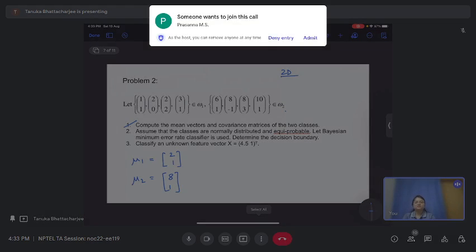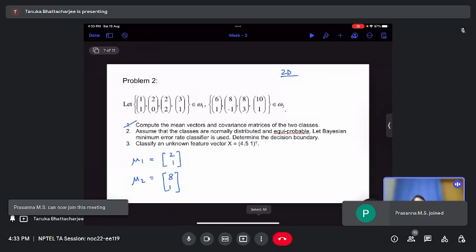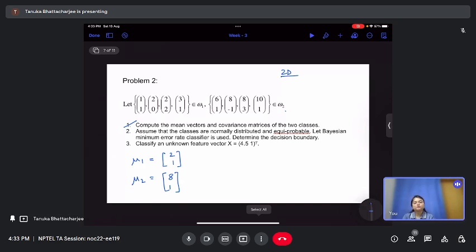These are the two mean vectors of the two classes. So it's simply the average of the 4 training examples. Now we need to compute the covariance matrices. So what is the expression for covariance matrix? Let's say general covariance matrix sigma i. The expression is expectation of (x minus mu i)(x minus mu i) transpose. This is the general expression for the covariance matrix.